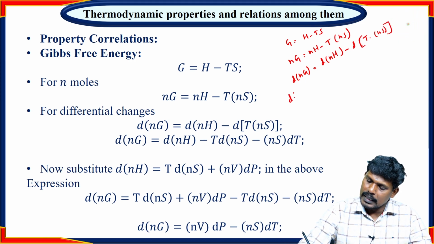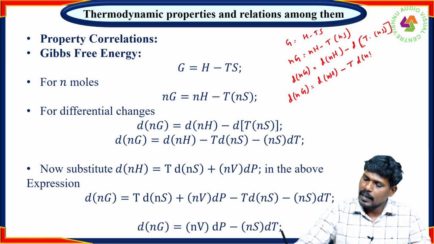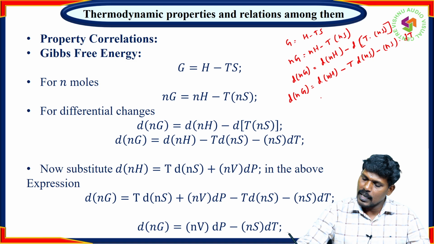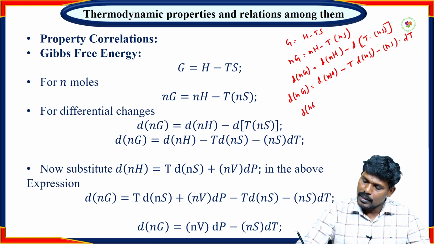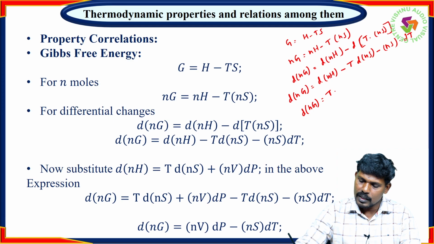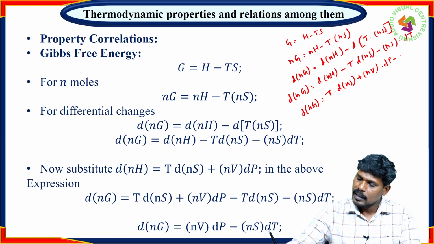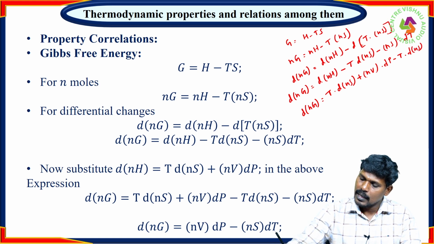Okay, so now d of nG is equal to d of nH minus first term into second term derivative d of nS minus second term into first term derivative dT. Now substitute d of nH, the formula. So d of nG is equal to, the nH formula is T into d of nS plus nV into dP, so minus T into d of nS minus nS into dT.